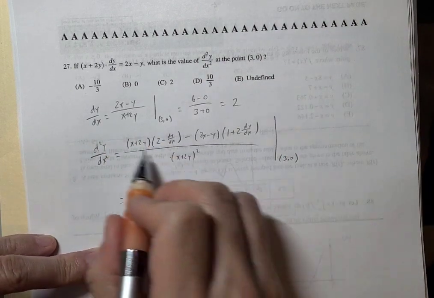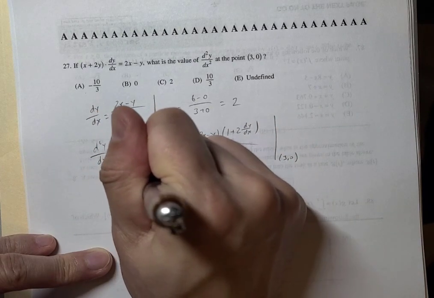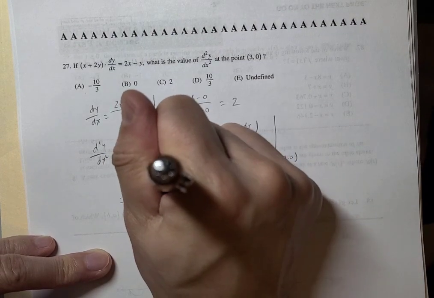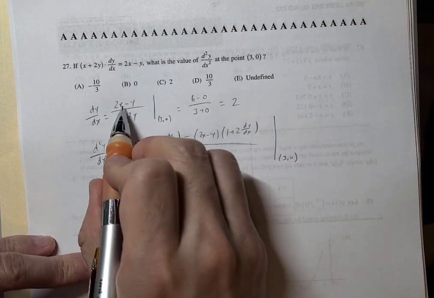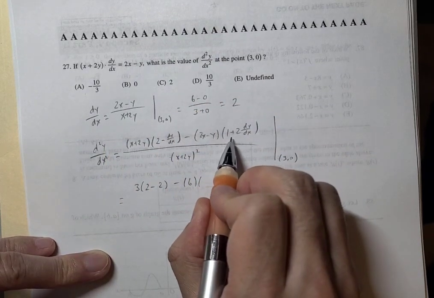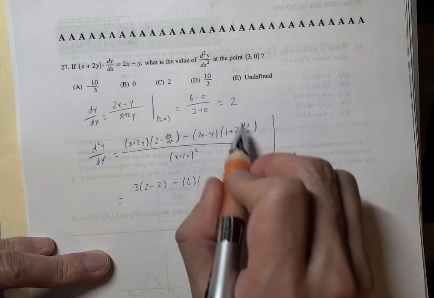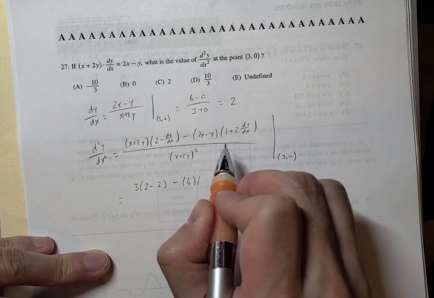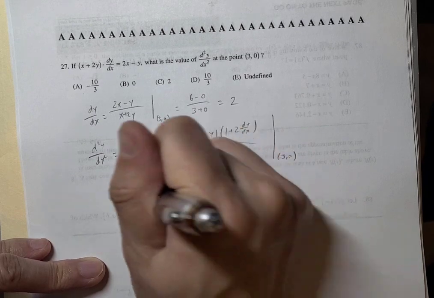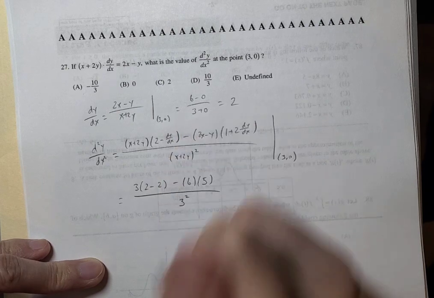So we get what? x plus 2y, we found up there as 3. 2 minus dy/dx at (3, 0), that's 2. Minus top, which we found previously as 6. And then here we get what? 1 plus 2 times dy/dx at (3, 0). So again, we use this value. So it'll be 1 plus 2 times 2, which is 1 plus 4, which is 5. Over bottom squared, which is 3 squared.